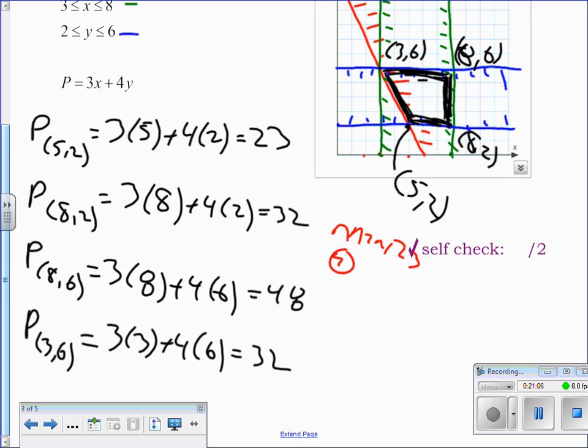At the point (5,2). It's important you understand identifying both of them. What is the maximum? What is the minimum? And where they happen are two different things. Where and what are two different things. Where it happens is the coordinate. What it is is the number it actually is. My maximum is 48.